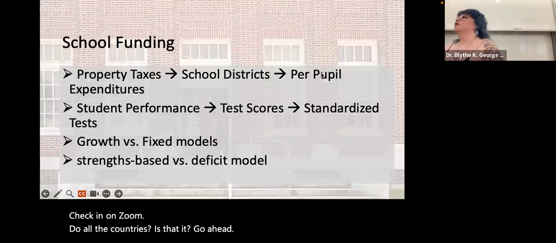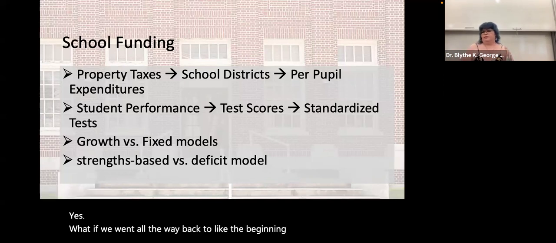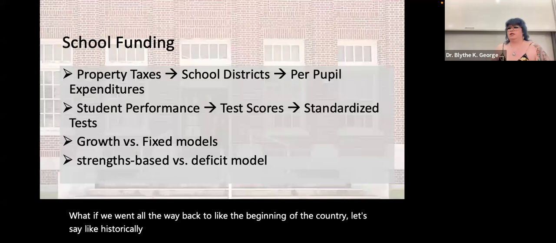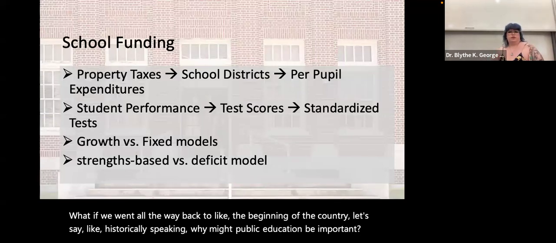What if we went all the way back to the beginning of the country? Let's say, historically speaking, why might public education be important?